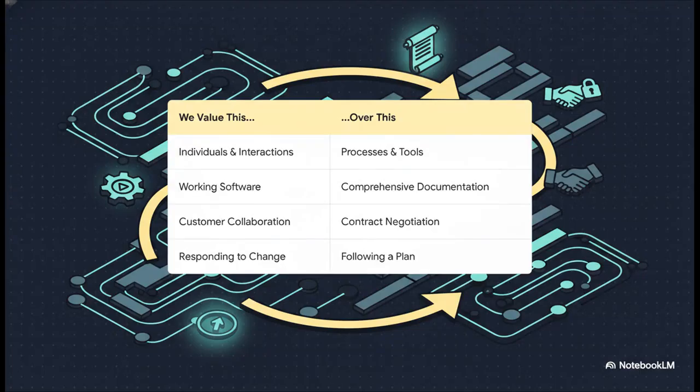This new way of thinking was eventually captured in the Agile Manifesto. And if you look at this table, you can see it's really just a declaration of values. It's not saying the things on the right, like processes and plans, are worthless. Of course they're not. But it makes a very clear statement. We value the things on the left more. We value people and how they interact. We value software that actually works. We value collaborating with our customers. And maybe most importantly, we value the ability to respond to change over blindly following a plan.